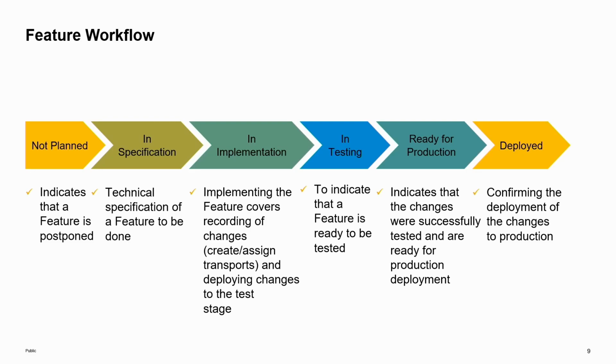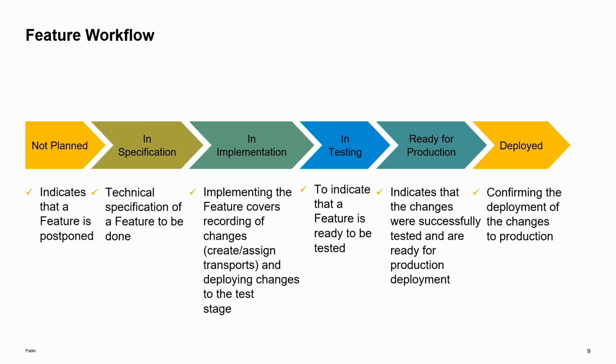As soon as you would create a feature, you can switch back to not planned if a feature is postponed. But to go forward, we would switch it to in implementation, where you would then create transport requests or assign existing transports from cloud or from on-premise. Then we would switch to in testing, at the same time, of course, beforehand triggering our deployment to the QA system. And finally, if the test was successful, set the next status, which means ready for production.